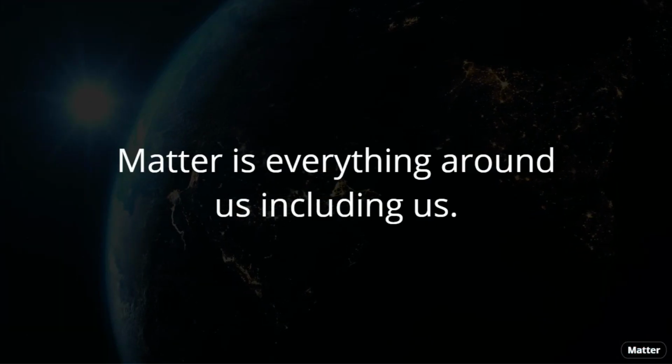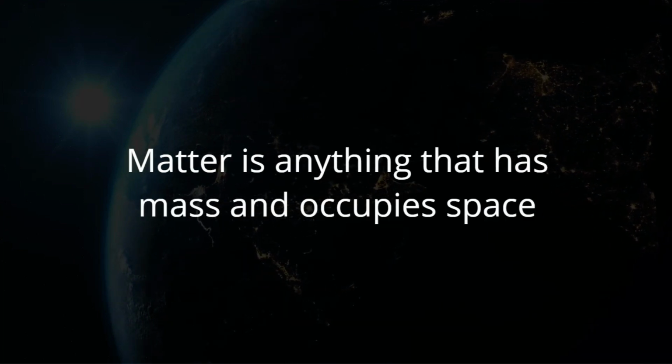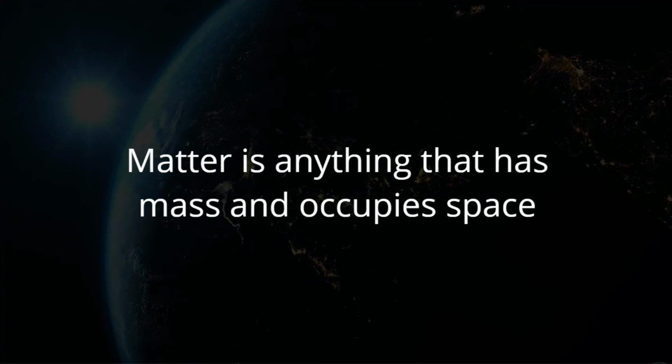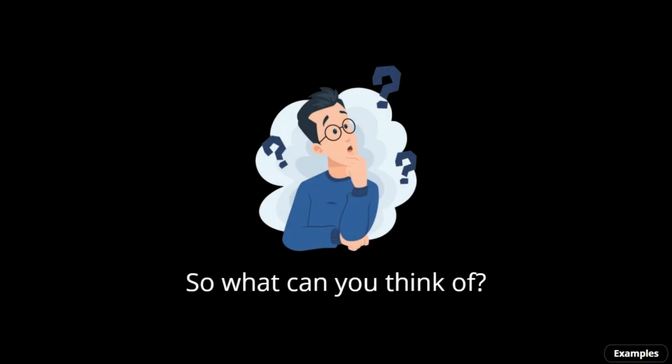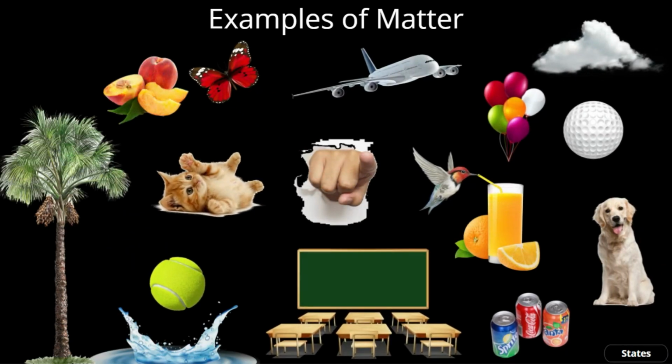Now, matter is everything around us. A formal definition is anything that has mass and occupies space. So, what examples come to mind? Let's start with you. The chair you are probably sitting on, the water you drink, the air you breathe, any insect, computers, etc. Now, there are many states of matter.